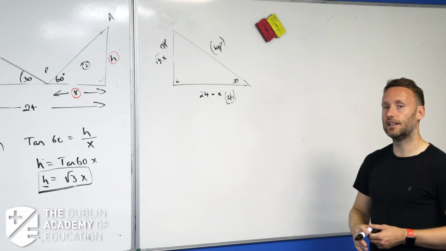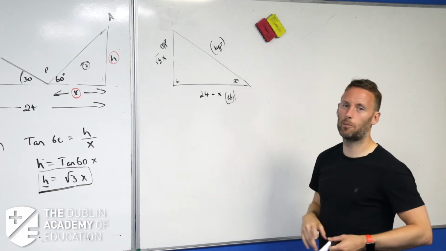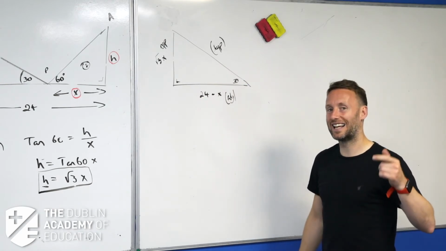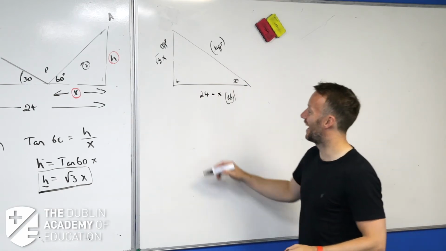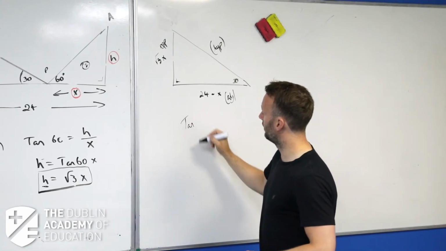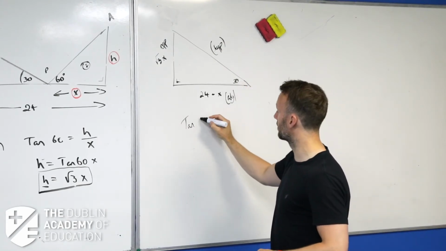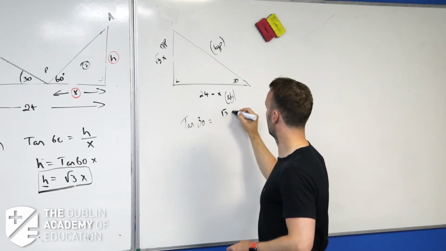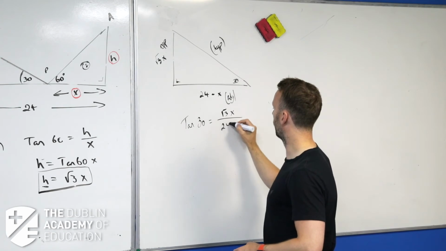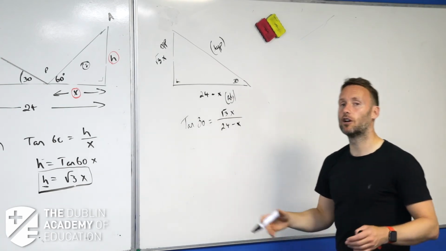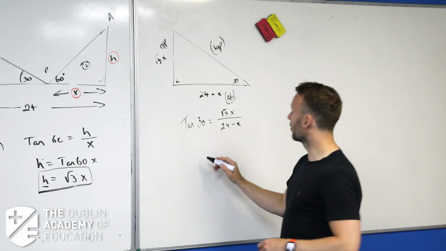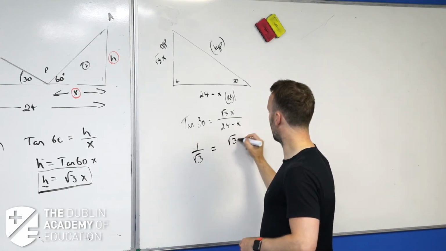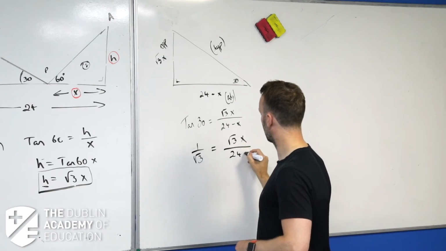Now, what two sides are we dealing with? We doing anything with the hypotenuse? We're not. We're dealing with the opposite and the adjacent. So, cat toa. What trig function is it? It's tan. So the tan of the angle, in this case, what's the angle that we're dealing with? It's 30 degrees. So tan 30 is equal to the opposite, which is root 3 by x divided by 24 minus x. And now we have to go and find the value of x. Tan 30 is 1 over root 3, which is equal to root 3 by x divided by 24 minus x.